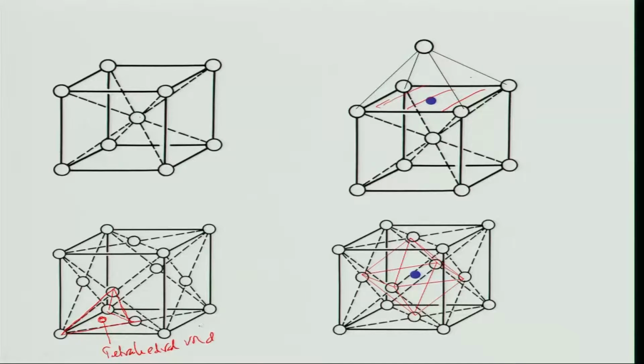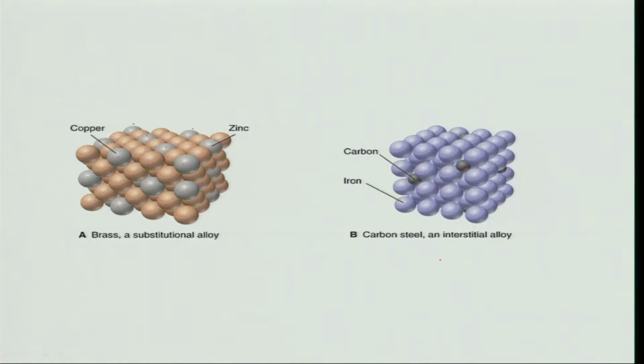Okay. Similarly, in the FCC unit cell, at the center there is an octahedral void. See, I have drawn the octahedral voids. So carbon atoms actually go into these voids. They sit there, and that is why this is known as an interstitial solution. Steel is known as an interstitial solution.